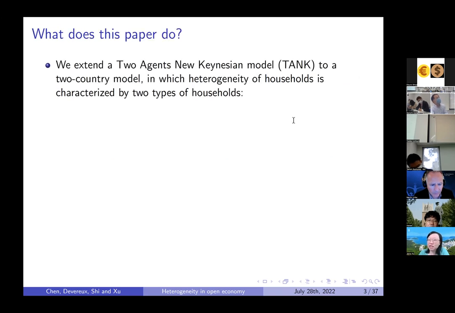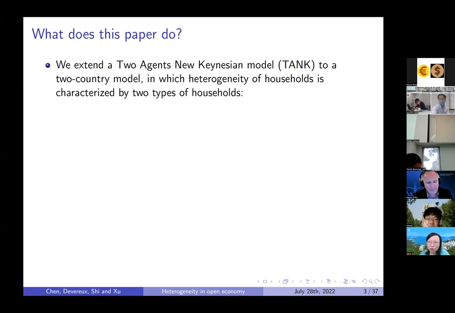By the way, along the way, if there's any question, just go ahead and let me know, and I will try to explain. We extend the two-agent Keynesian model, which is what we call the TANK model. In the closed economy, the nice point about the TANK model is that it allows for analytical results. We use the TANK model instead of the HANK model because with HANK, tractability would be lost.